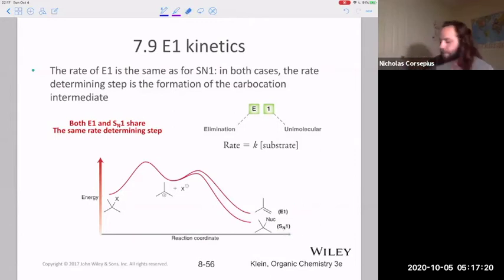I guess the main takeaway from this is that E1 is the rarest of all the reaction mechanisms. We'll compare and contrast in the next two lectures, but that's the main takeaway, I think. And they have the same rate determining step, right? That same intermediate, that's key.